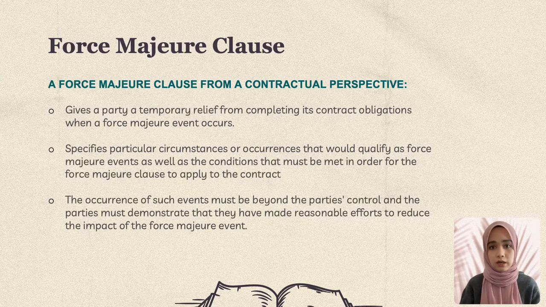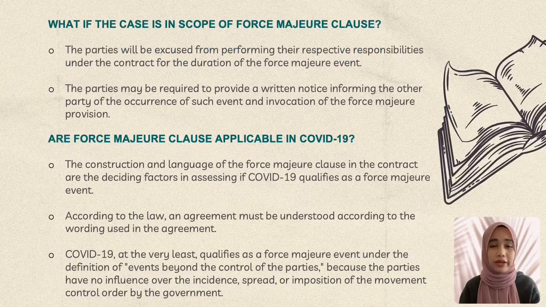A force majeure clause usually specifies particular circumstances or occurrences that would qualify as force majeure events, as well as the conditions that must be met in order for the force majeure clause to apply to the contract. The occurrence of such events must be beyond the parties' control, and the parties must demonstrate that they have made reasonable efforts to reduce the impact of the force majeure event. What if the case is in scope of force majeure clause?